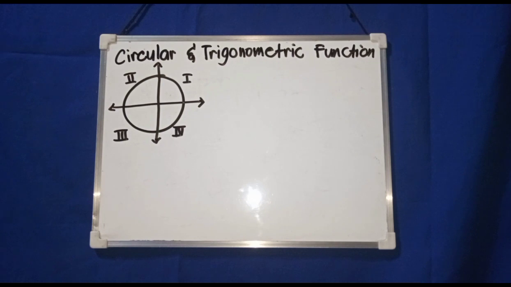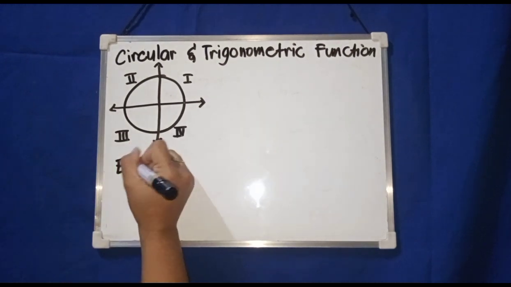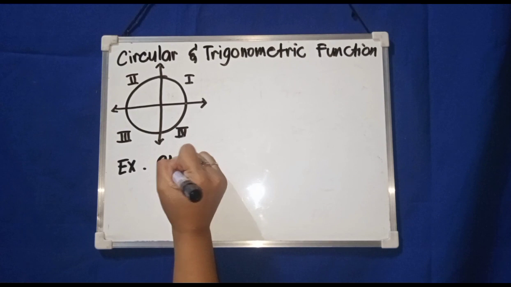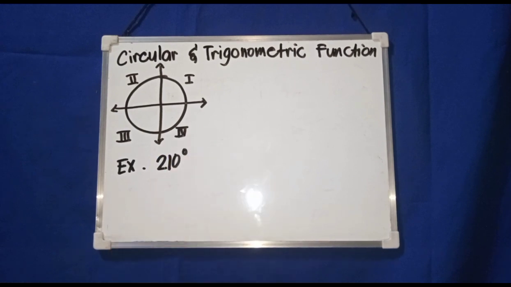To solve the circular and trigonometric functions, for example, we'll be given a degree only, and the teacher or instructor would say we need to find the 6 trigonometric functions of that specific degree or of that specific radian. So first things first, let's have an example. Example, we have 210 degrees.